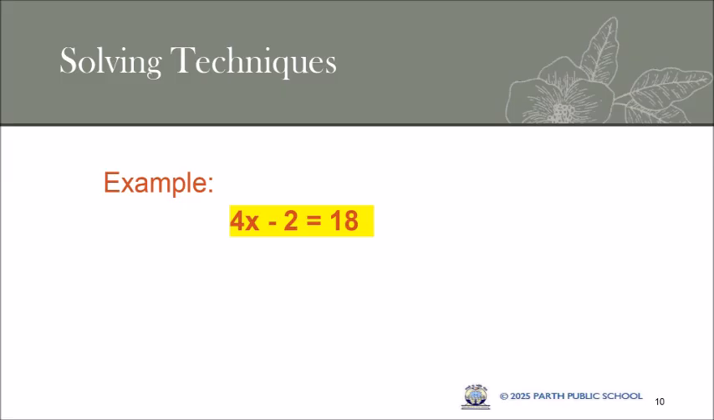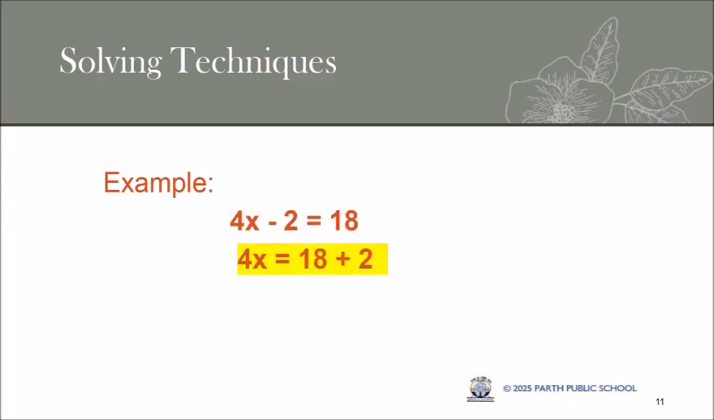Now we have learned the solving techniques for the linear equation. Now I have an example in front of you, that is 4x minus 2 is equal to 18. So this is a linear equation. The power of my variable is 1.